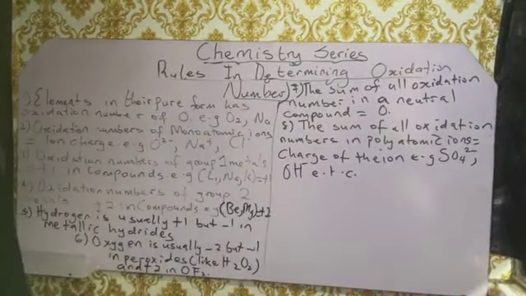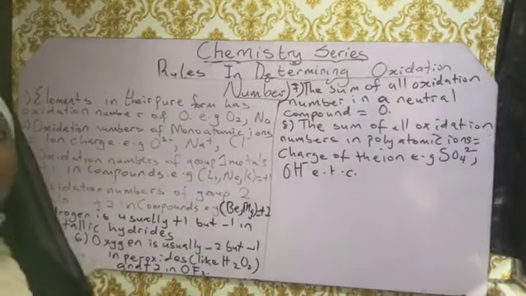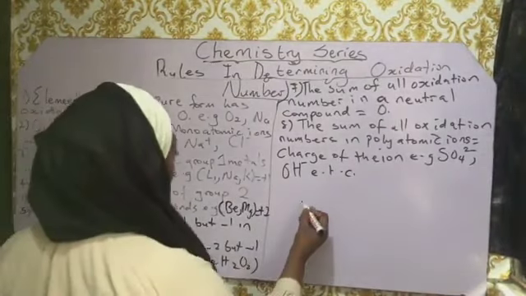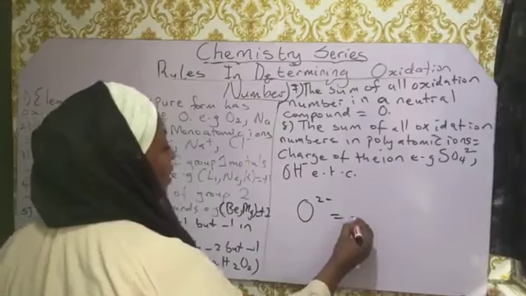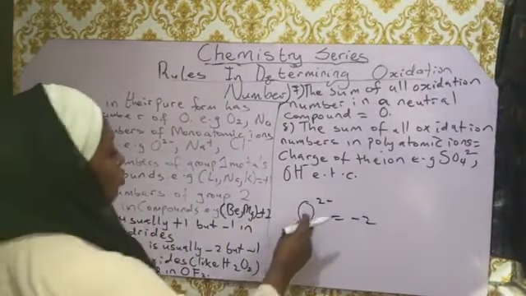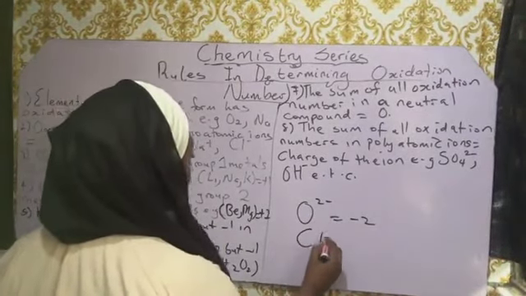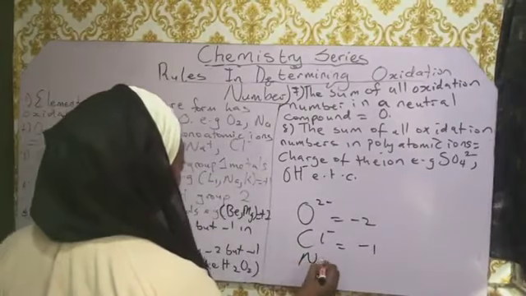Then number 2, the oxidation number of monoatomic ions is equal to the ion charge. For example, you have O2 minus. The oxidation number of O2 minus is going to be -2. It's not going to be 0 because it is an ion. So the oxidation number is going to be equal to the charge of the ion. Cl minus is going to be -1. Na plus is going to be +1.